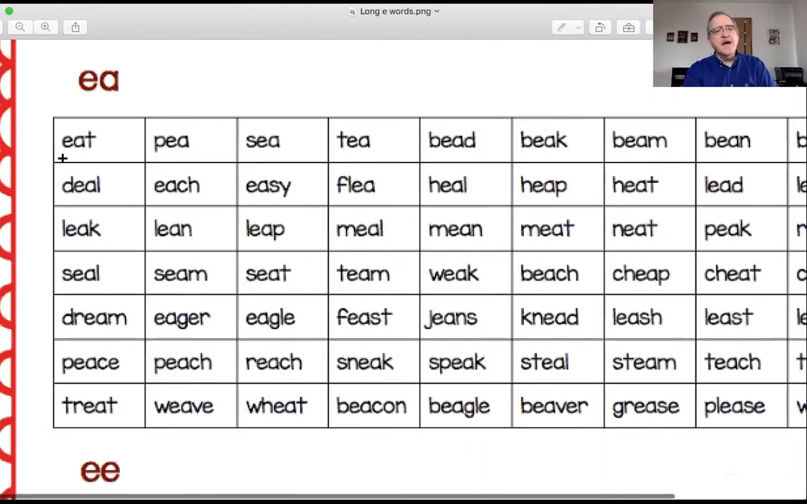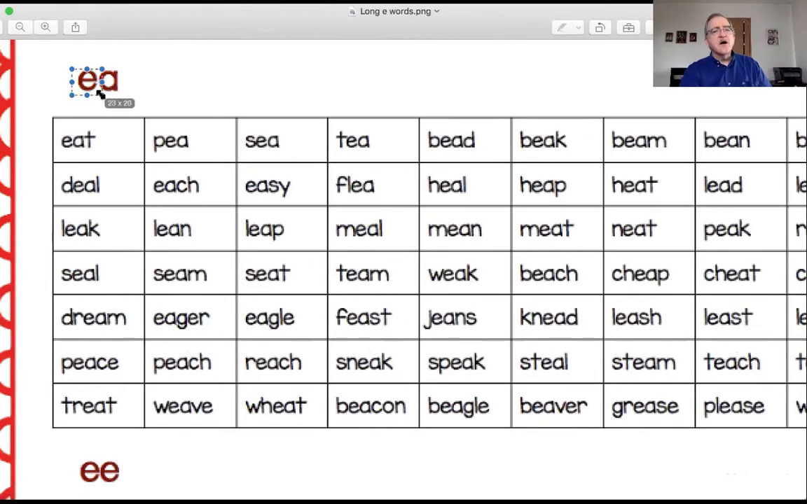Okay, now we have the EA words. EA is a two vowel rule. If you have two vowels, the first vowel is long. First vowel here is E, it's a long E: eat, deal, leak, seal, dream, peace, treat. If you want to learn these, then practice this entire list at home. Say it out loud, don't just read it silently. Say it with your mouth and your ears will hear it, and the pronunciation will stay in your mind.